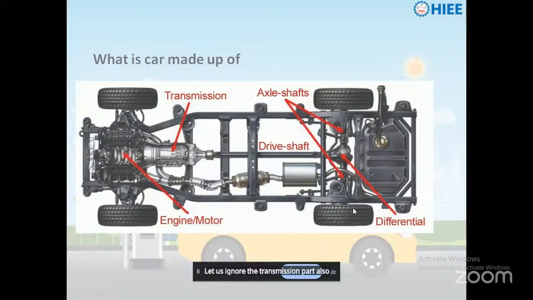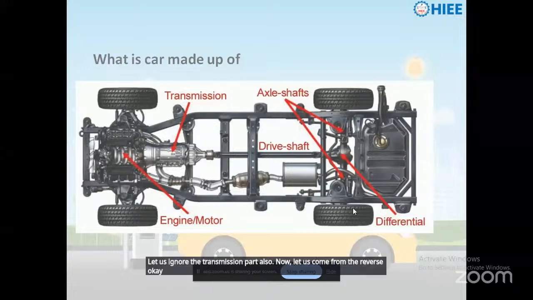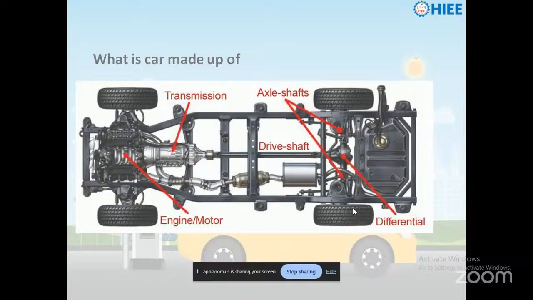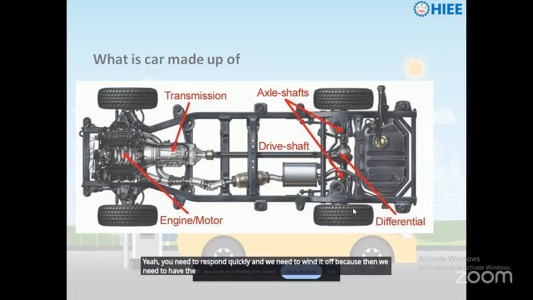Now, let us come from the reverse. First, for the propulsion of the vehicle, my wheels need to rotate. Am I correct? You need to respond quickly so that we can wind this up and have the doubt session. So for the propulsion of the vehicle, my wheels need to rotate. Am I correct?